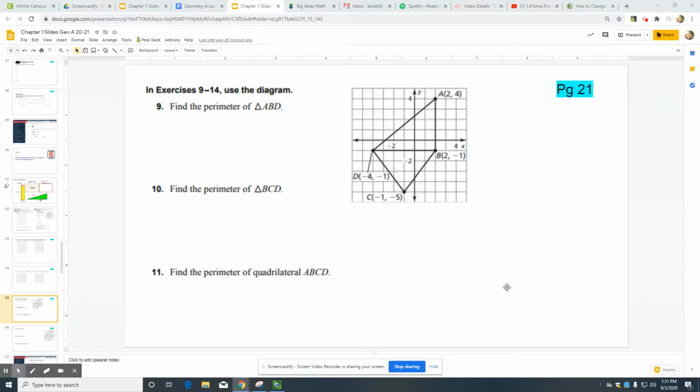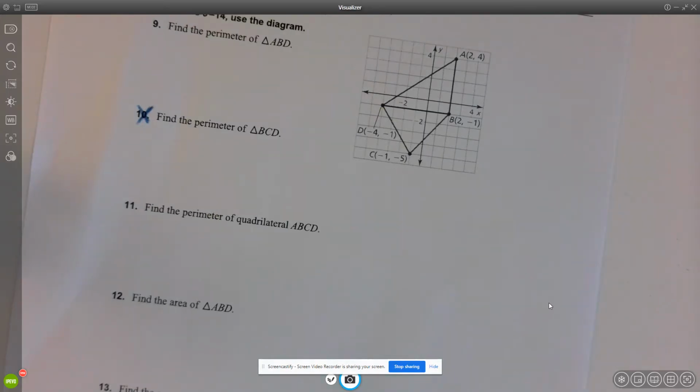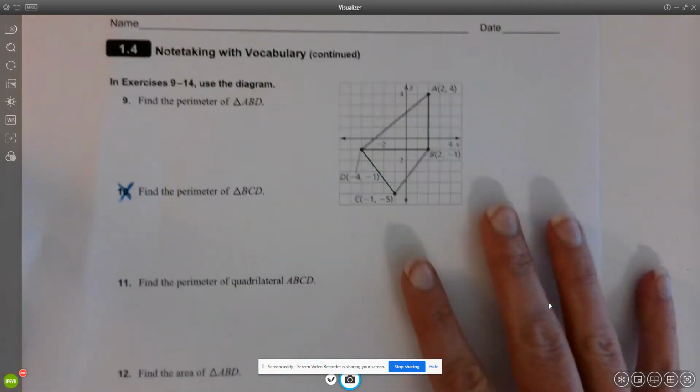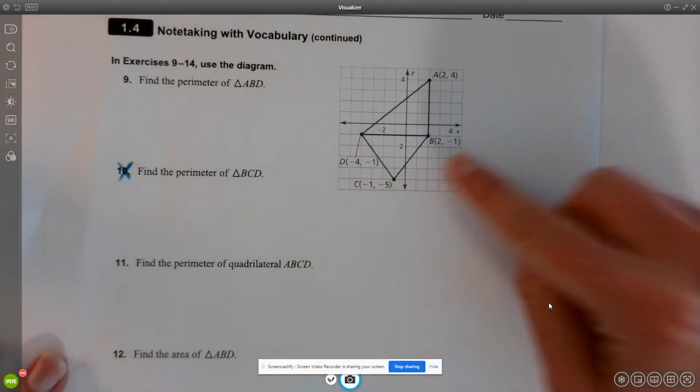In this video, we are still finding the perimeter and area of figures in the coordinate plane. So we are going to be on page 21 in your student journals. In questions 9 through 14, we're going to use this coordinate plane here.